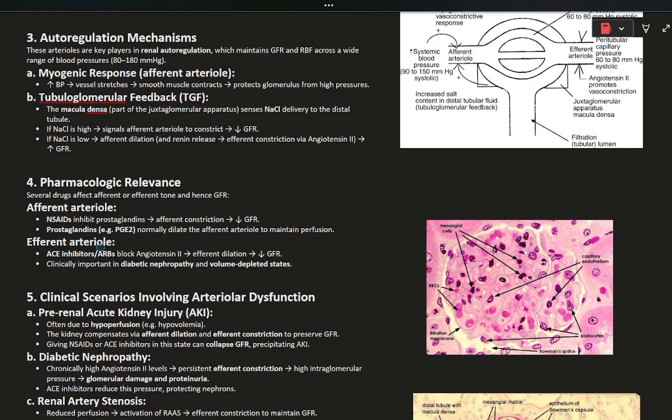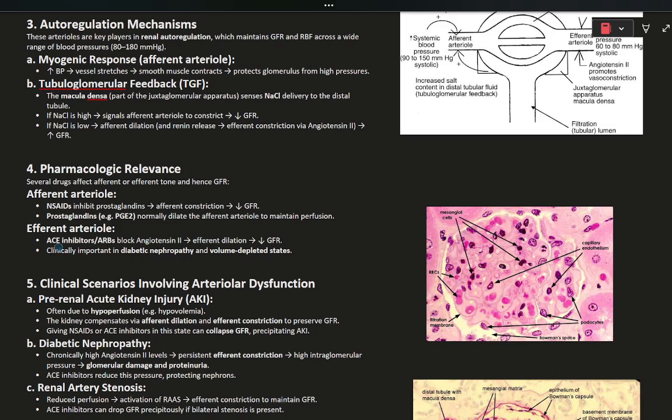Then we have the efferent arteriole, where the angiotensin converting enzyme inhibitors, or the angiotensin receptor blockers, block the angiotensin 2. And this blockage is going to lead to efferent dilation and ultimately the decrease in glomerular filtration rate. This is clinically important, especially in cases of diabetic nephropathy and volume depleted states.